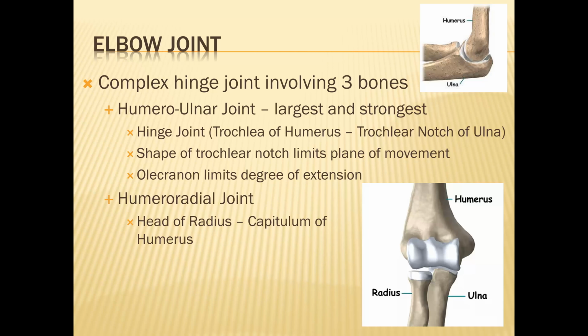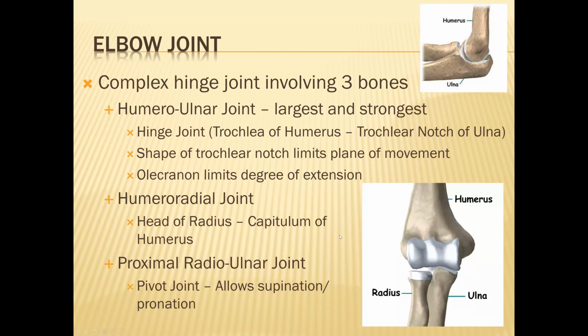You also have a humeroradial joint, which is where the radial head forms a joint with the capitulum of the humerus. Your textbook doesn't really consider this part of the elbow joint, but I do. So you also have the proximal radio-ulnar joint, where the head of the radius fits into the radial notch of the ulna. And this is that pivot joint that allows supination and pronation of your forearm.